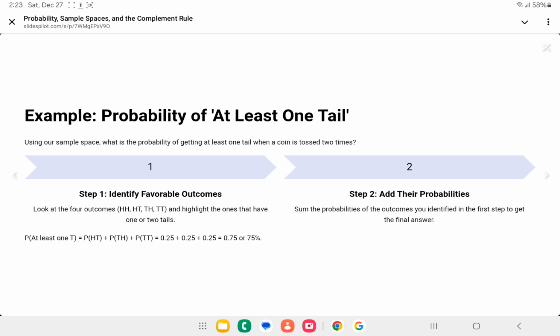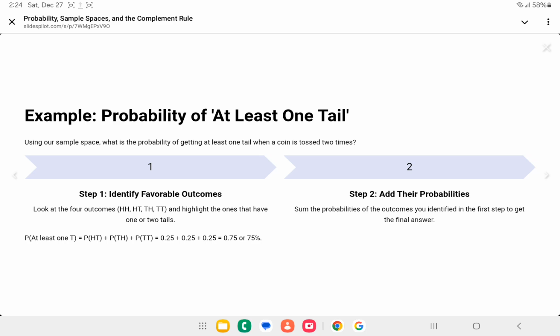The next step is to look at your outcomes and highlight the ones that have at least one T. This means we should highlight the ones that have at least 1 tail or 2 tails. Now all we have to do is add up the highlighted probabilities to get the answer, and when we do, we get an answer of 0.75.